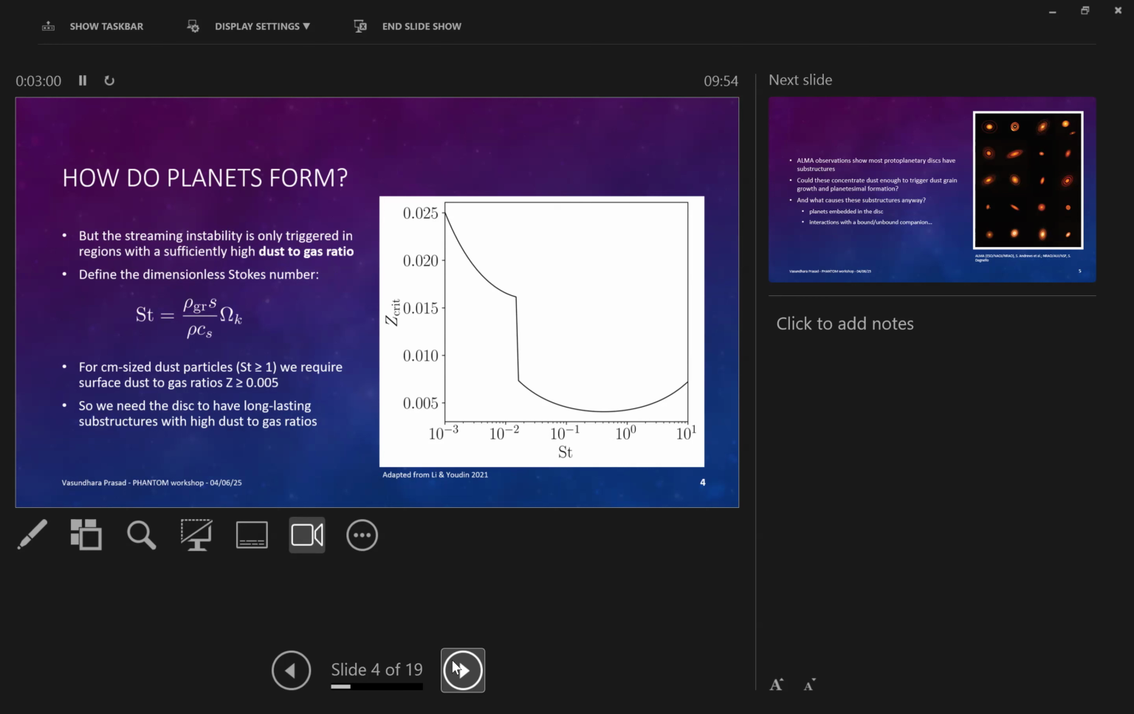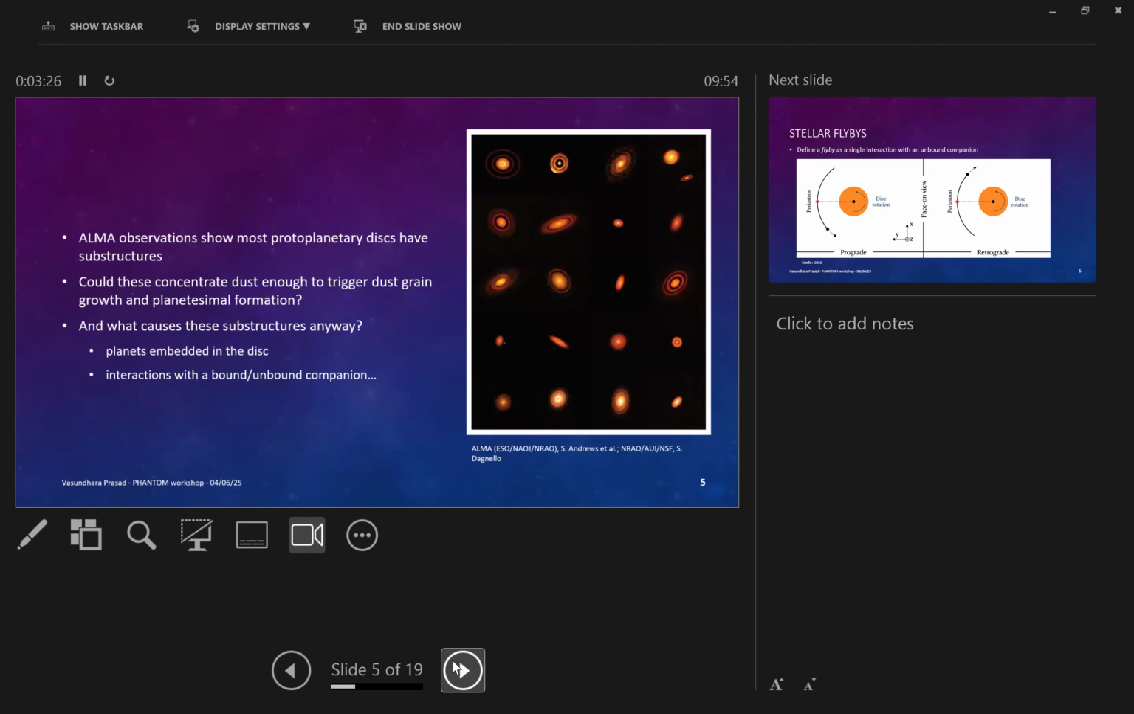And centimeter-sized dust particles in a typical protoplanetary disk are going to have Stokes numbers of about 1, depending on their radius. And so we can see from this plot here, which I've adapted from Lee and Youdin 2021, that at Stokes about 1, we need dust-to-gas ratios of about 0.005 or higher. So we do need the disk to have these long-lasting substructures, and they need to have high enough dust-to-gas ratios to locally trigger the streaming instability. And luckily, we do see that most disks have substructures.